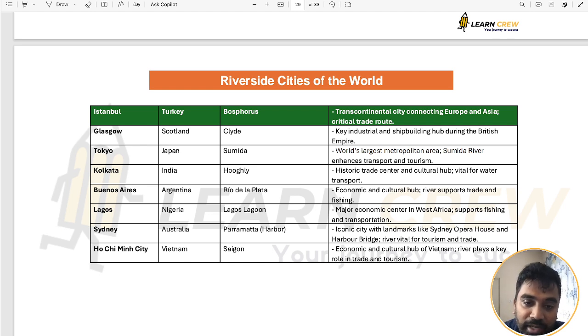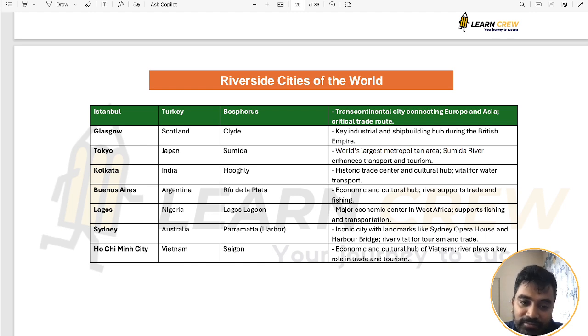Next, we're having Sumida. It is in Tokyo, Japan. Again, Tokyo is the capital of Japan. And this is for Tokyo's tourism and supports water transport in this global mega city. So this is one of the mega cities where everyone will be living in 2050, when we are living in 2025. The advancements in technology are unpredictable. If we visit the city once, we will fall in love with it.